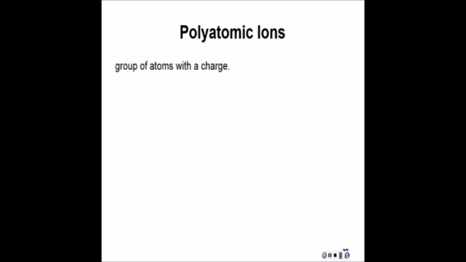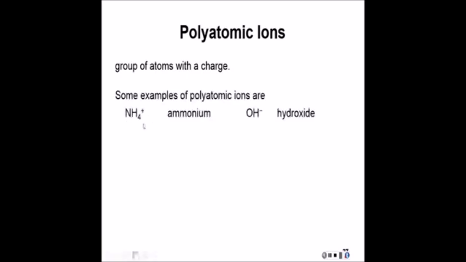Polyatomic ions are a group of atoms that act as one unit and they have a charge. And here are some examples. Ammonium has the formula NH4, that means 1 nitrogen atom bonded to 4 hydrogen atoms. And overall the charge is +1. This all acts like one unit.